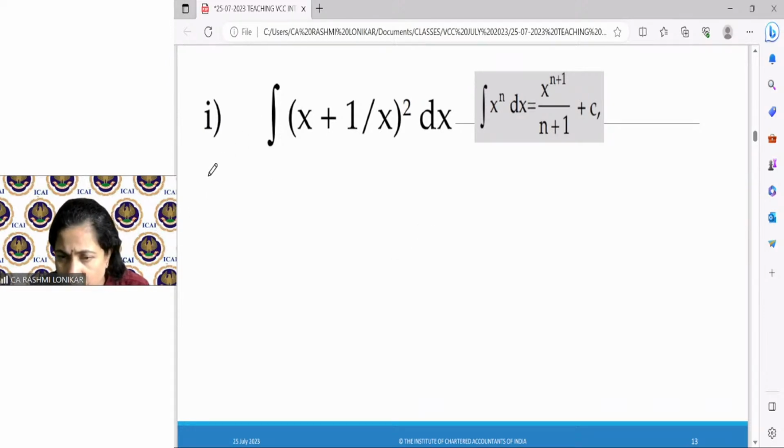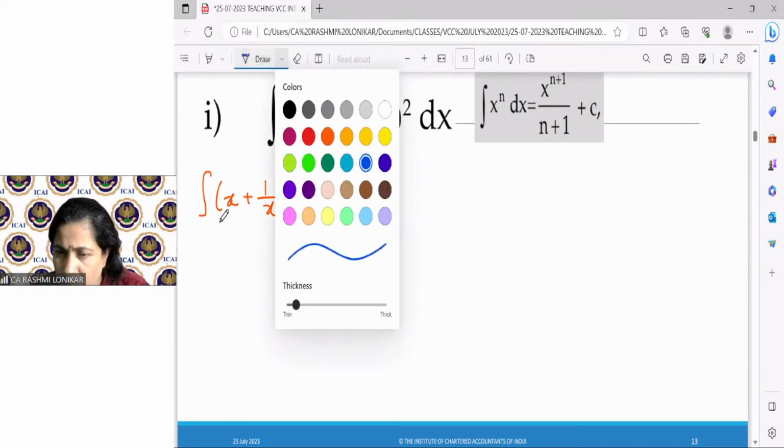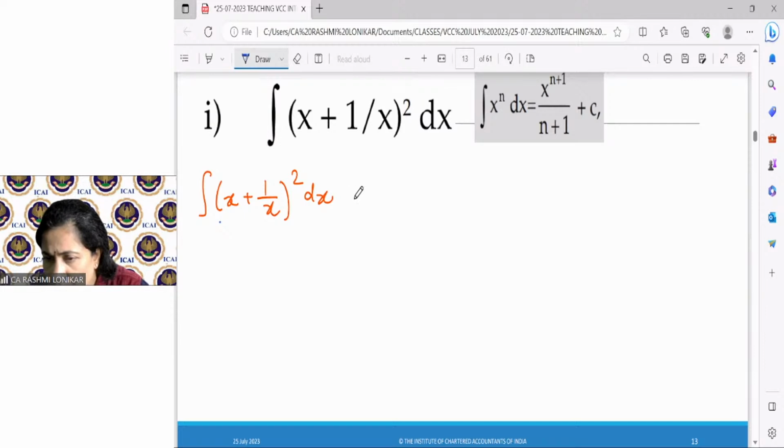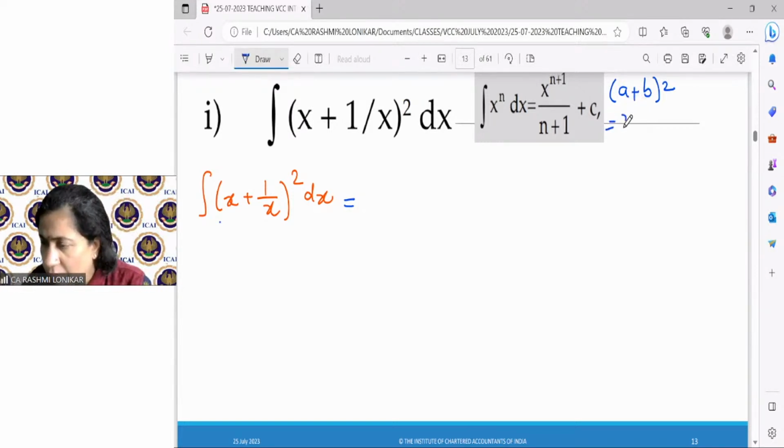Now you have the integral of (x plus 1 upon x) whole square dx. What happens here is, you should remember the formula for a plus b whole square. Remember this? What is the formula? a square plus twice ab plus b square. I'm using this formula.